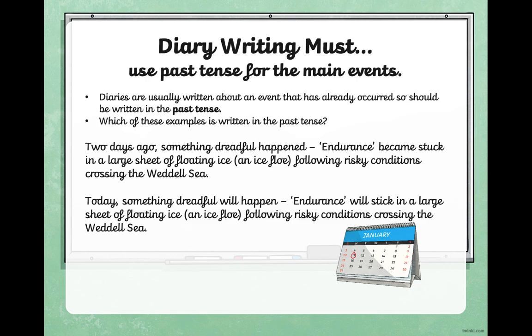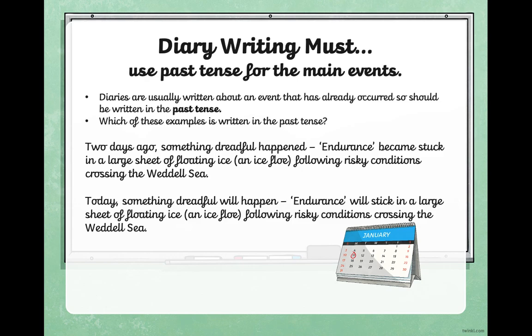Two days ago, something dreadful happened. Endurance became stuck in a large sheet of floating ice, an ice floe, following risky conditions crossing the Weddell Sea. Is that written in the past tense? How can you tell if it is or isn't? Today, something dreadful will happen. Endurance will stick in a large sheet of floating ice, an ice floe, following risky conditions crossing the Weddell Sea.